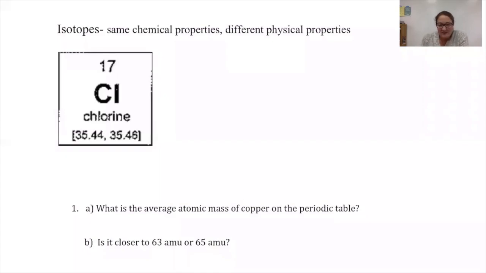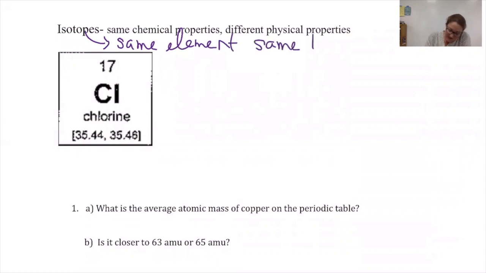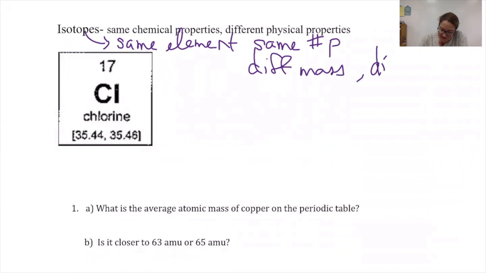Elaborating on the idea of isotopes. Isotopes are the same element, so they have the same number of protons as each other, but they have a different mass. So they have a different number of neutrons.